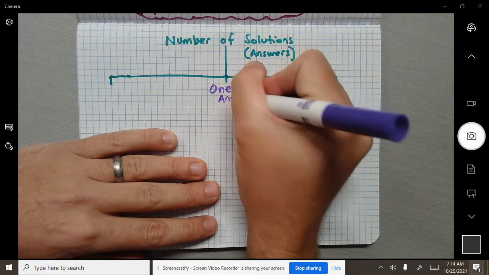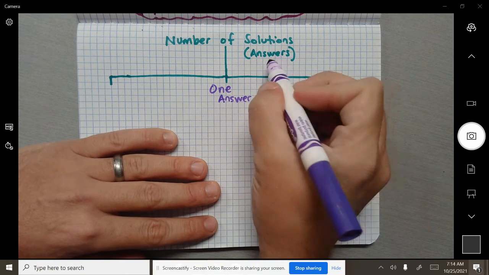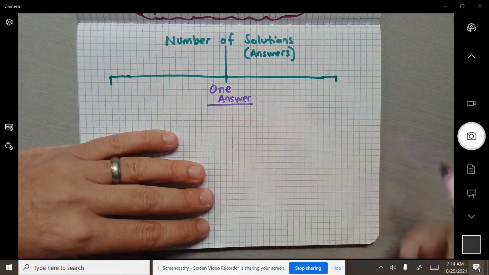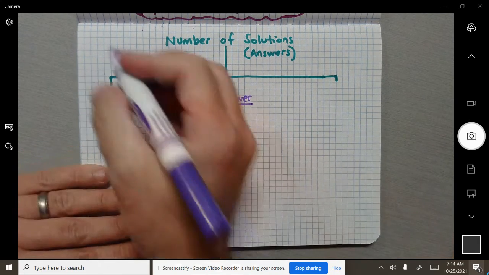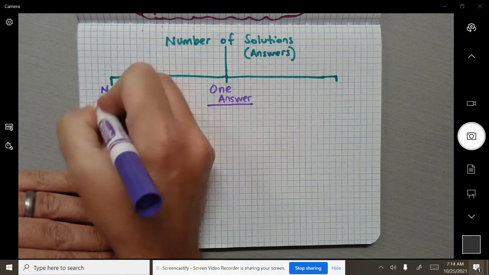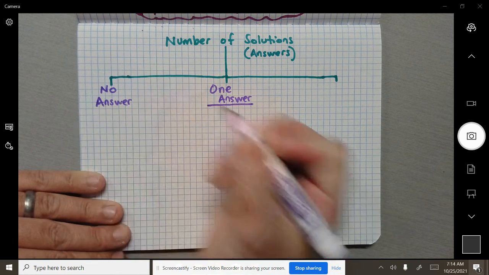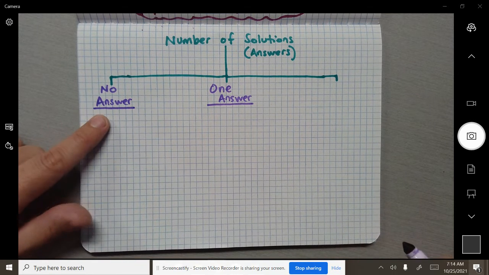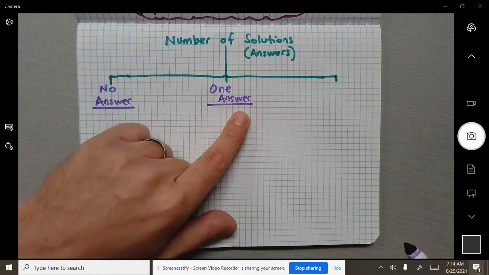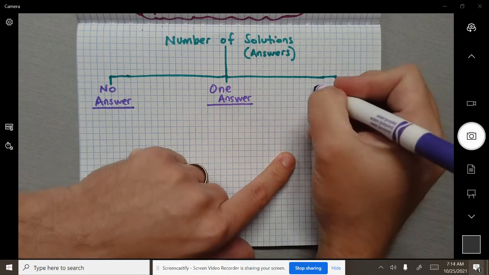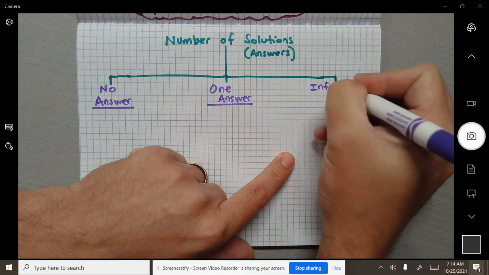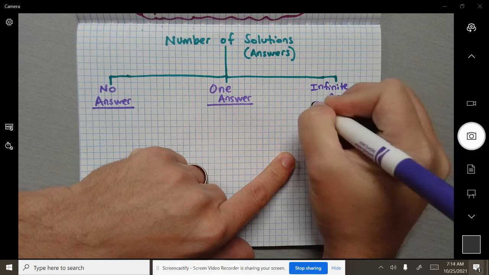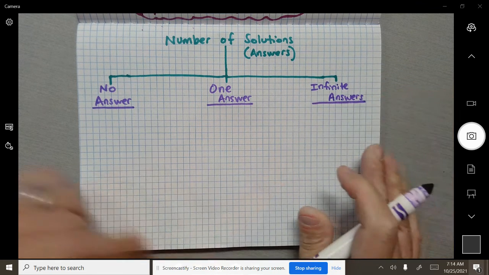We'll put answer. Again, when it asks for solutions, it's just asking for answers. This is one answer. Okay. This one's going to be called no answer. There's no solution. Remember, it's solutions though. No answer or no solution. And this one's going to be infinite answers. And we're doing it this way to start.